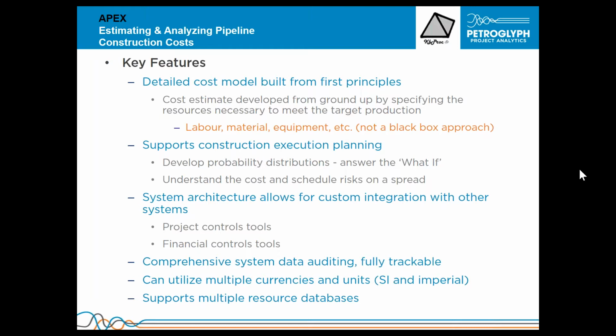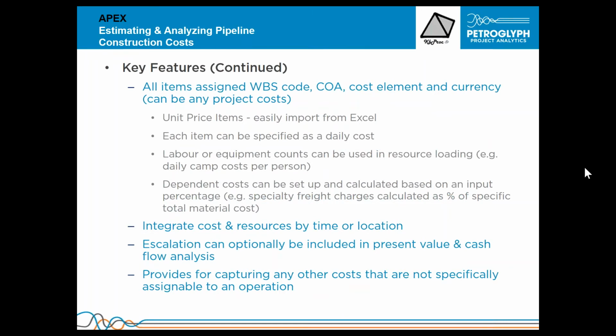You can use multiple currencies in SI units or imperial units. It supports multiple resource databases. All items are assigned a work breakdown structure code, a code of accounts, a cost element, and a currency, and it can be any of the project costs. Unit price items are easily imported from Excel, and each item can be specified as a daily cost. Labor or equipment counts can be used in the resource loading, and dependent costs can be set up and calculated based on an input percentage.